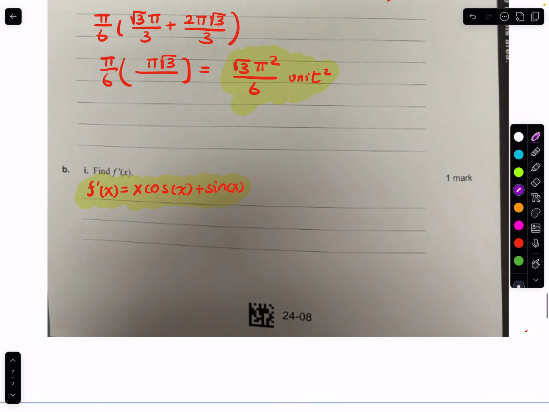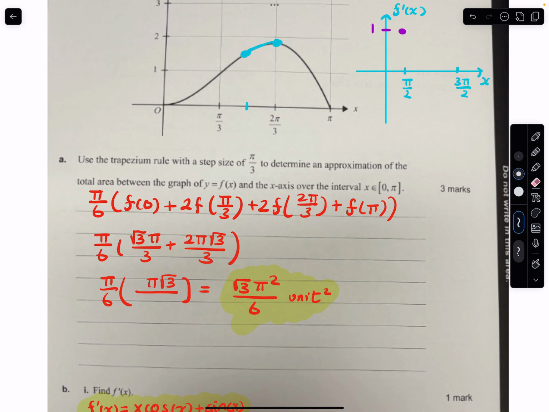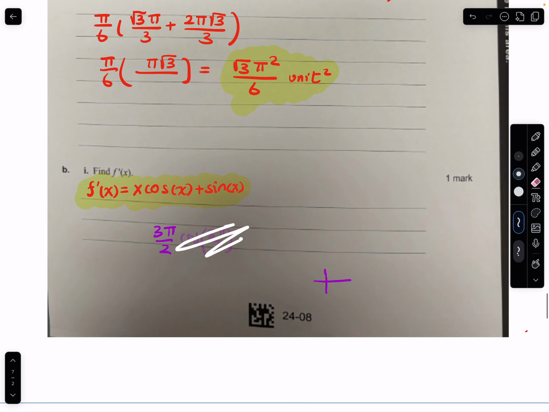If I sub in 3 pi on 2, what is cos 3 pi on 2? Oh my god, what the hell? Oh yeah, it's 2 pi on 3. Okay, it's 2 pi on 3. What am I doing then? Okay, let's rub that out.